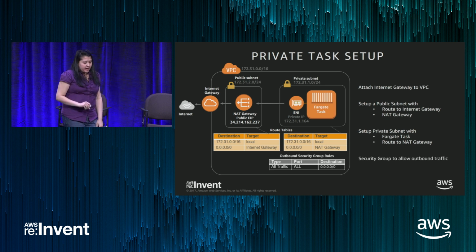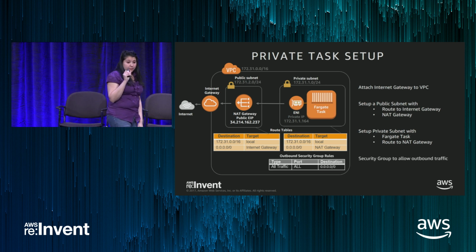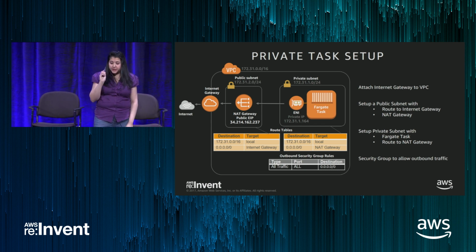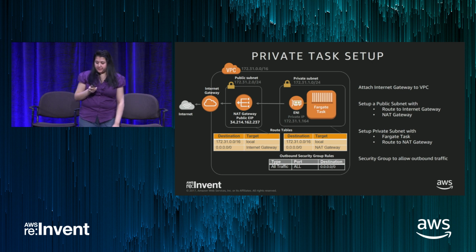All right. And one other thing that you have to remember to do is the security groups that you pass in on the run task API, you have to remember to allow outbound traffic on your security group in order to allow your task to talk out to the internet.